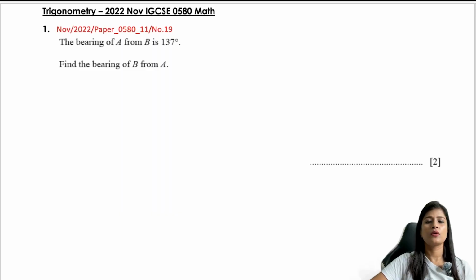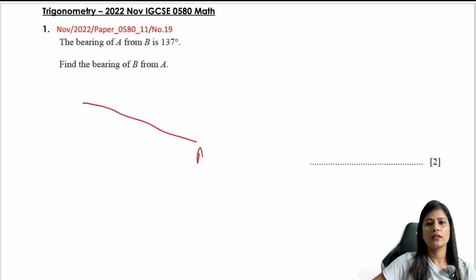Let's get started. Question number 1: the bearing of A from B is 137 degrees. Find the bearing of B from A. So there are 2 points, A and B, and the bearing of A from B is 137, which is given to us. We need to find the bearing of B from A, which means we need to find this angle. We know that this angle and this angle will sum up to 180 degrees.